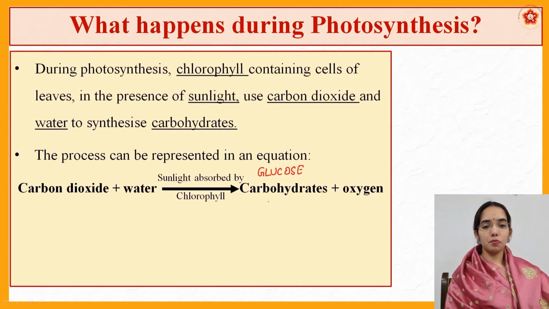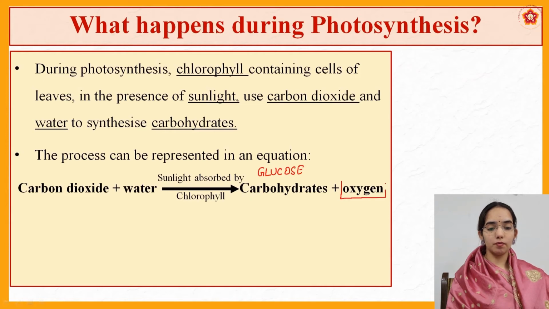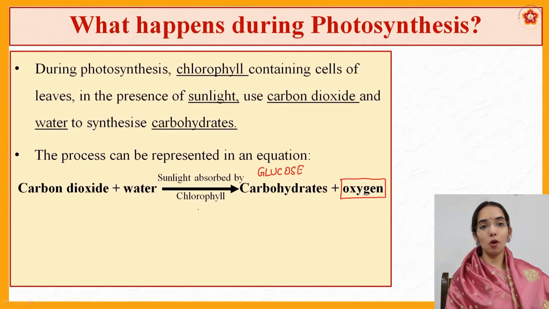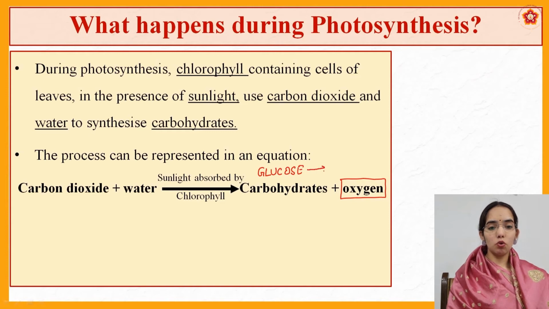And as you can see in this equation, the end product of photosynthesis is also oxygen. And oxygen is extremely essential for us because we breathe in oxygen. Now students, glucose, once it is made, for example, when we eat food, our food also gets converted into carbohydrate. And if there is excess carbohydrate in our body, it gets stored in the form of fat. Now in plants, this glucose gets stored in the form of starch.